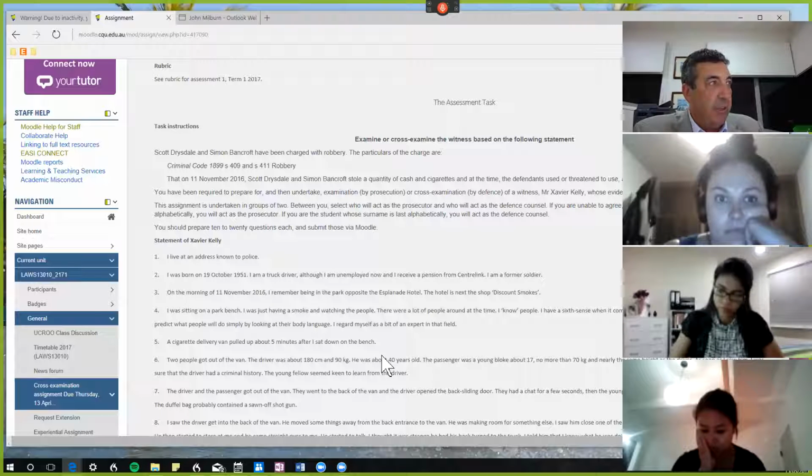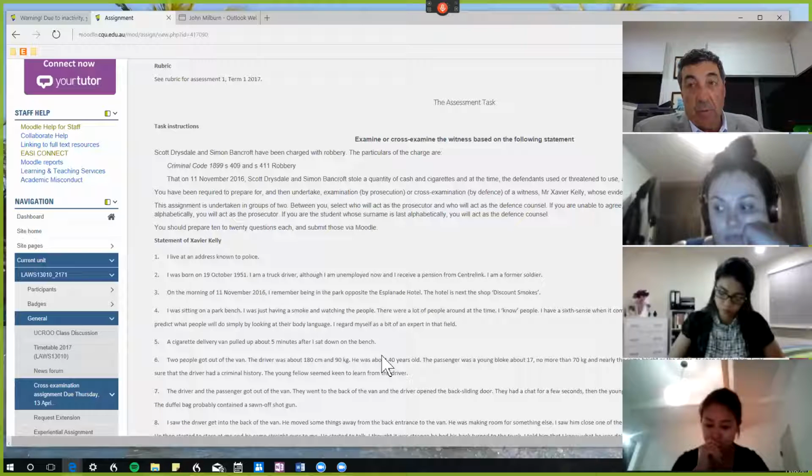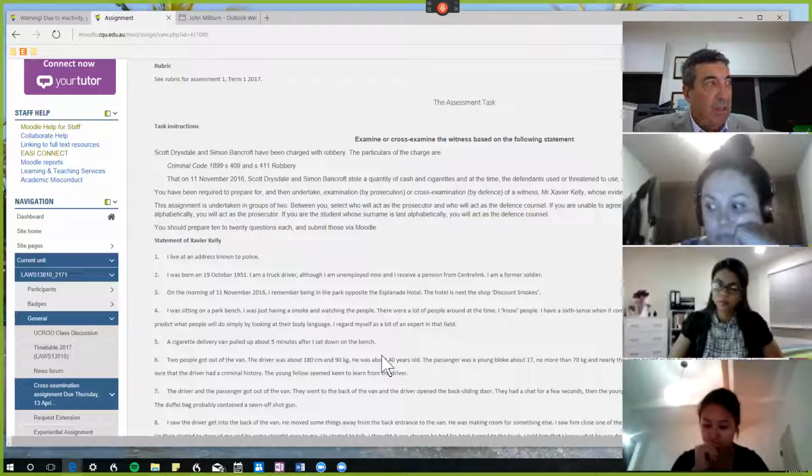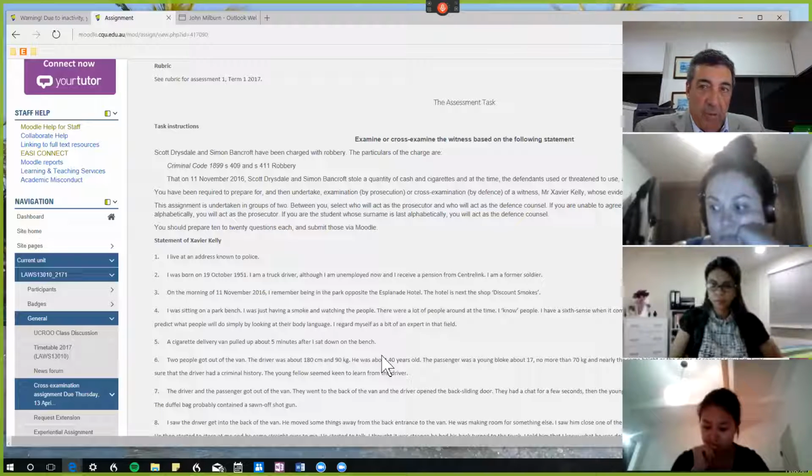The first thing is that in your questioning as the prosecutor, you need to establish that something happened on a certain date. So that'll be relevant. You need to establish that one or two, probably two, people did something. And it's not just any people. Through your questioning, you need to establish that Scott Drysdale and Simon Bancroft were the people that did something.